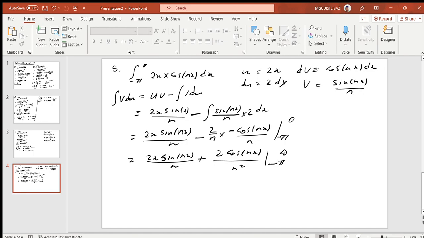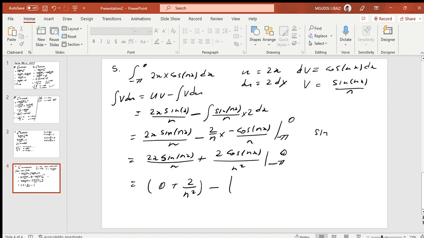So remember, when you substitute these limits, our calculator should be in radian format, because our angles are in radians. After that, what we do is substitute our limits, and when we substitute the higher limit there, sine of 0, we'll get what? 0 plus cosine of 0, we'll get 1 as usual. So that means we're going to have 2 divided by n squared, and then minus, we're substituting our lower limit again.